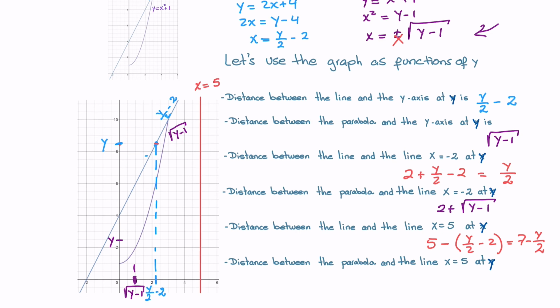And the last question is the same as the previous one, but for the parabola, find the distance between the parabola and the line. And again, you have the distance from the y-axis to the line to be 5, and then subtract the distance from the y-axis to the parabola, which is square root of y minus 1. And that's it.